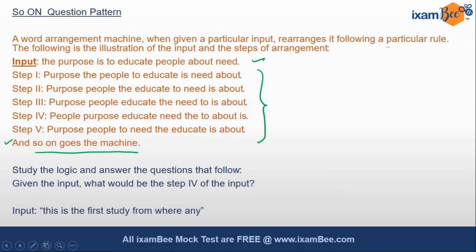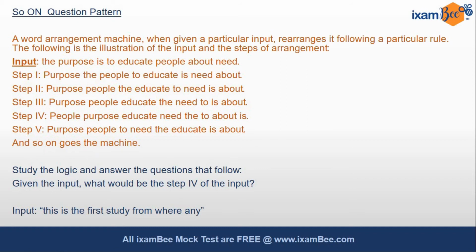Has it been written like step 5 is the last step of the series, so you know that is based on the last step question pattern. And if it's written so on goes the machine, you know that it's so on question pattern. Let's see further. Study the logic and answer the questions that follow. Given the input, what would be the step 4th of the input? So for this input, we have to know which will be the 4th step based on this pattern.